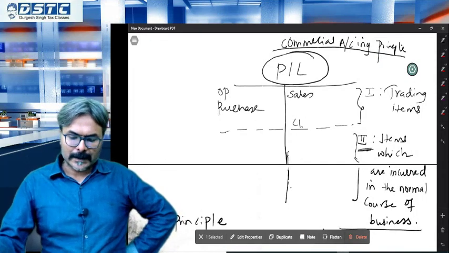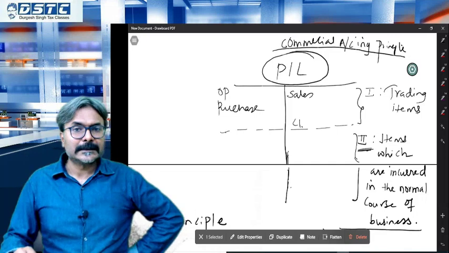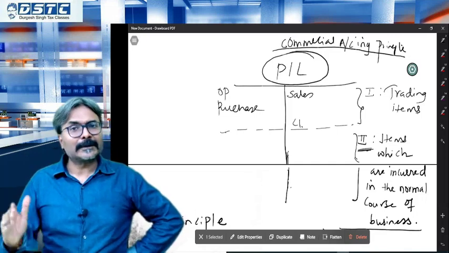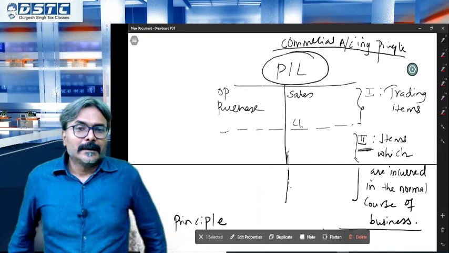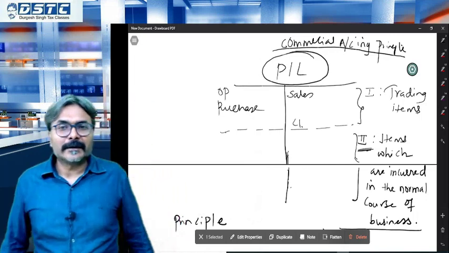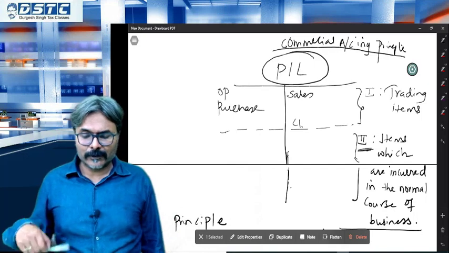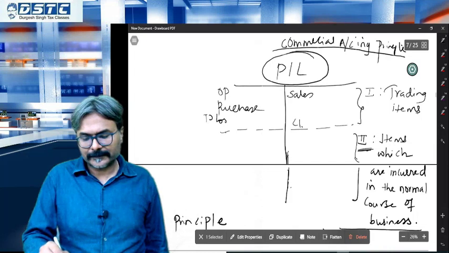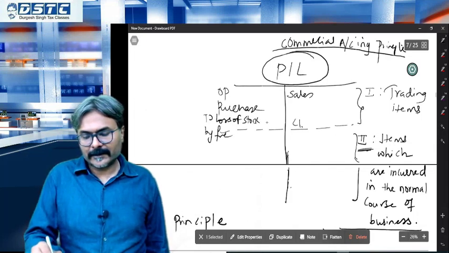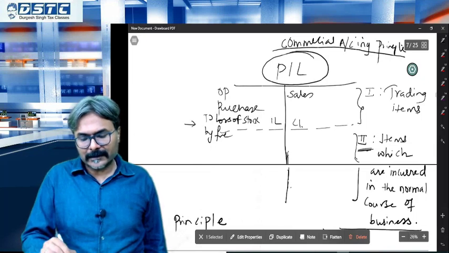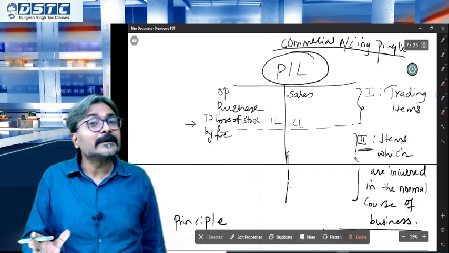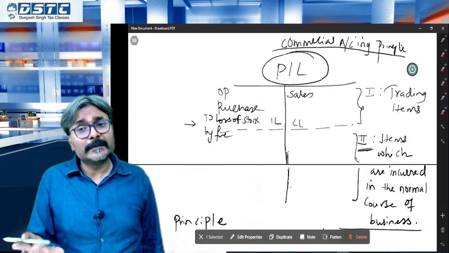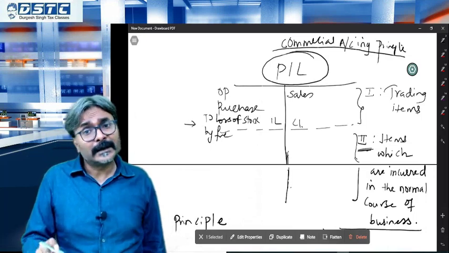Okay. So students, now coming back to our question. The loss of stock by fire. Where will it go? To loss of stock by fire, say 1 lakh. So is this a debit as per the commercial accounting principle? And the answer is yes.